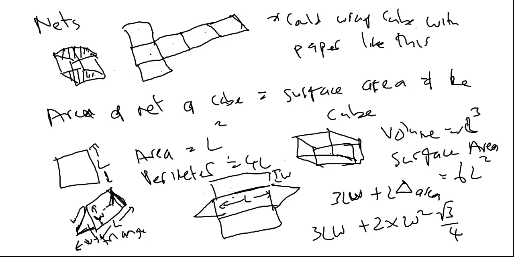Then we can work out the area of each of the rectangles easily, because it's just the length times the width. And for the area of the triangular parts, we look up the area of an equilateral triangle with width W, and multiply that by 2, since of course there are the 2 faces in this case. So that's pretty much all there is to nets.